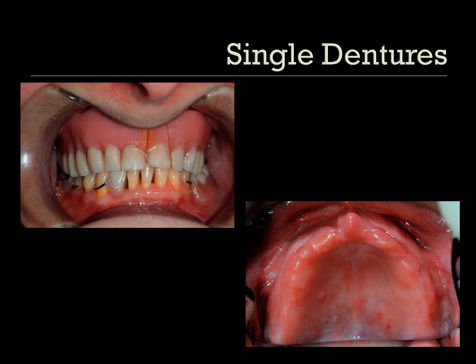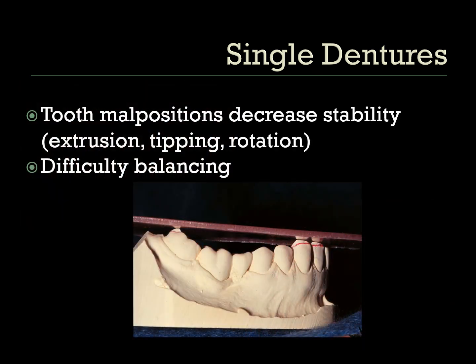So usually single dentures are fabricated in the maxilla or the mandible, and both of them have different types of challenges. The most common problem with the single denture is tooth malposition. Because one arch has lost dentition completely, there may be a change in the occlusal plane in the remaining dentition, that is the opposite arch. So this causes a tipping or extrusion of the teeth or rotation of teeth, thereby making the occlusal plane unstable. And this also causes very difficult balancing of the dentures.